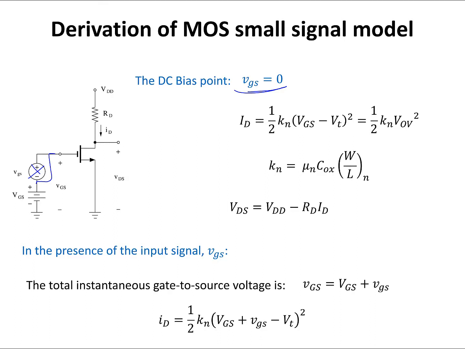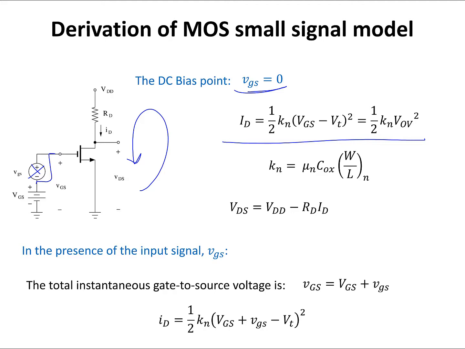Because the MOSFET is going to operate in the saturation region, which is a requirement for using a MOSFET as an amplifier, I have this current equation for a MOSFET operating in saturation. So the drain current is equal to 1/2 Kn V_ov squared, and Kn is the transconductance parameter of this MOSFET. Also, from the drain to source KVL, I have VDS equals VDD minus RD times ID.